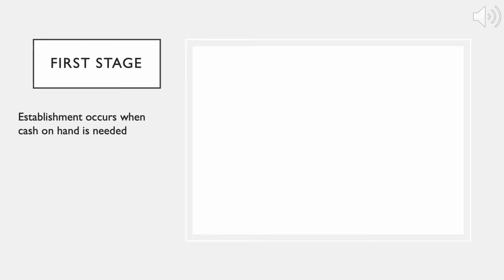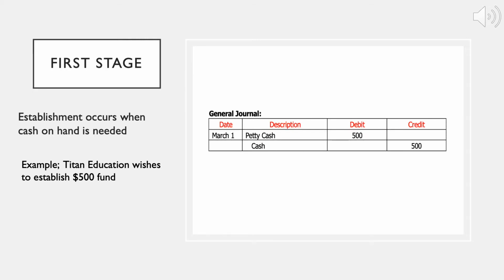The first stage, establishing the fund, occurs when the fund is needed by the business at the amount the business chooses. For example, if Titan Education establishes a petty cash fund on the 1st of March for $500, the following general journal entry will be recorded. As you can see, the petty cash is debited and cash is credited to balance out the accounting equation.